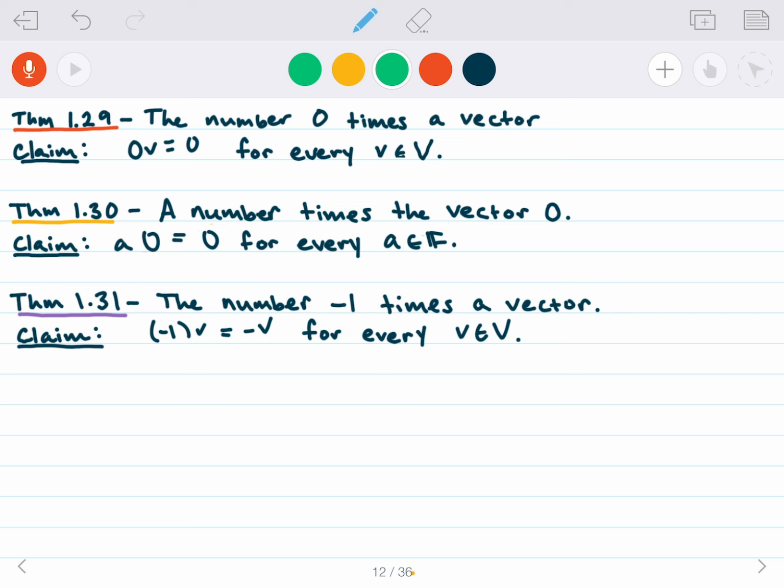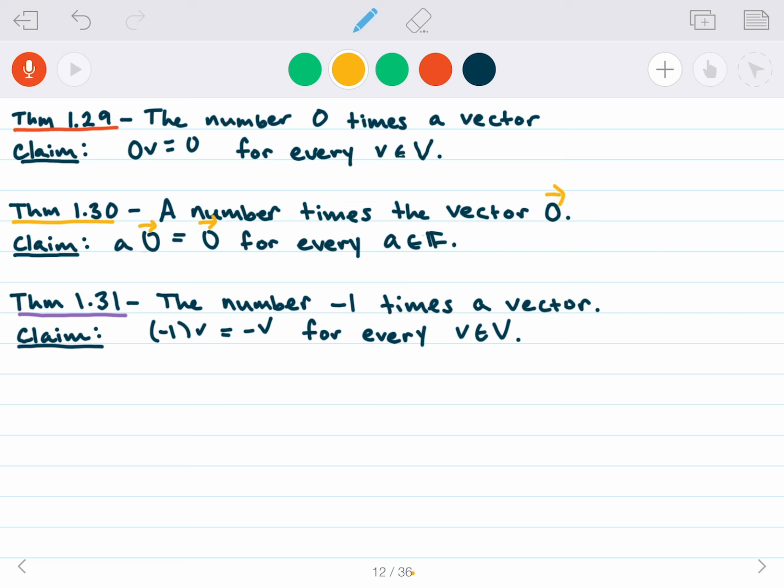Theorem 1.30, a number times the vector 0 is 0. Now, if you want to be super clear with this, you can put the little arrow over the 0 to say that it is a vector 0, and then this is also the vector 0.